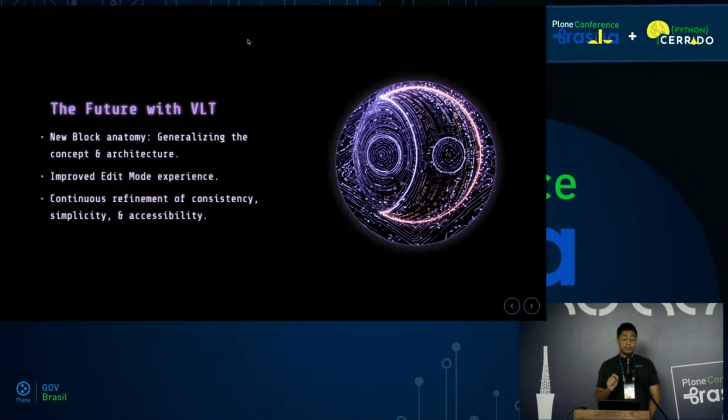We're going to improve the edit mode experience. We want to get even closer to what you see is what you get. Currently, we have a more assembly look when we're editing, with more space between the elements, but we're aiming to make the match as close as we can. And of course, continuous refinement.